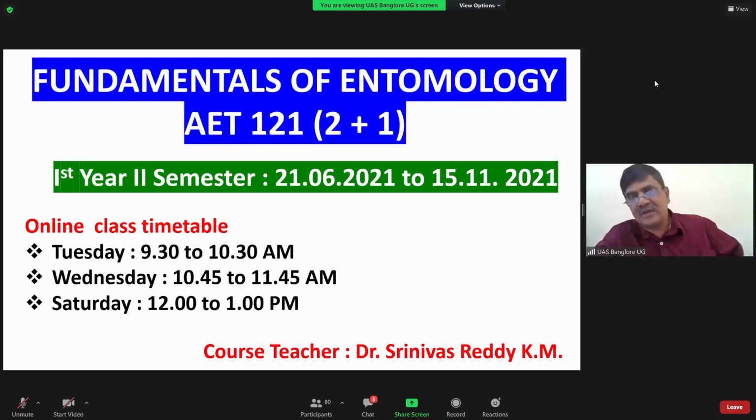Actually, we are 2 course teachers. One is myself, Srinivas Reddy, and another course teacher, Dr. B. Shivanna. Because of some health issues, he is unable to initiate the classes. So on behalf of Dr. Shivanna, I will be initiating the classes, and in the middle, if his health is okay, he will be continuing the course. Otherwise, I'll be completing the course by myself.